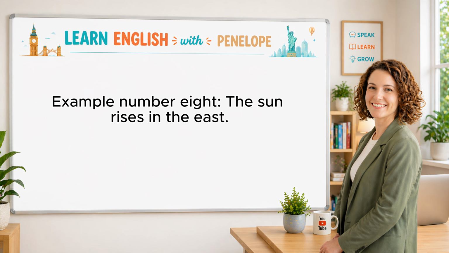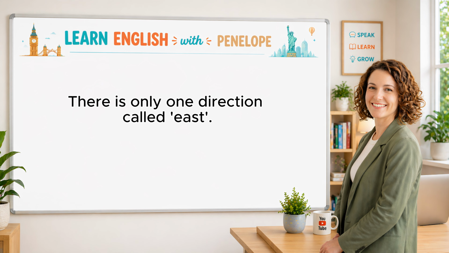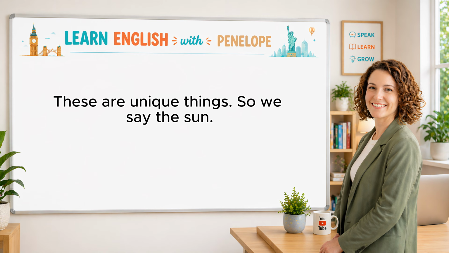Example number 8. The sun rises in the east. There is only one sun. There is only one direction called east. These are unique things.